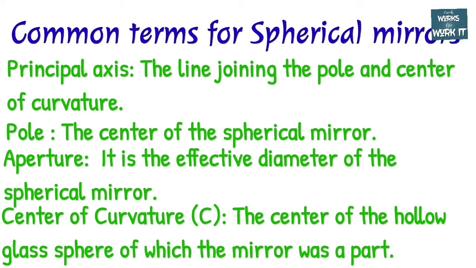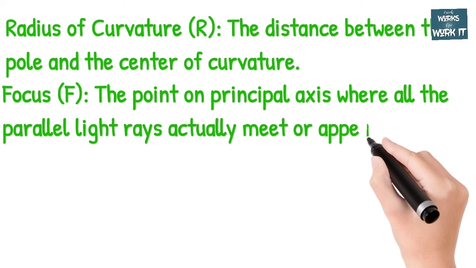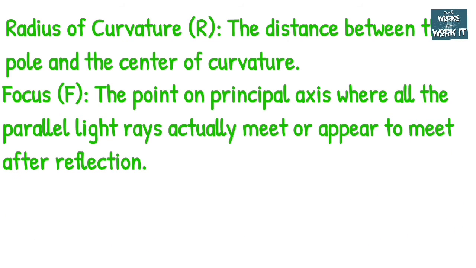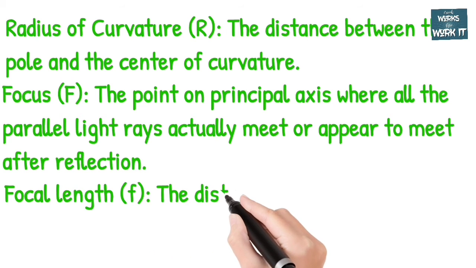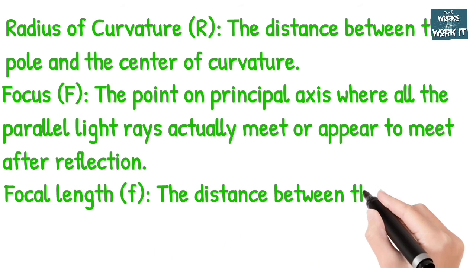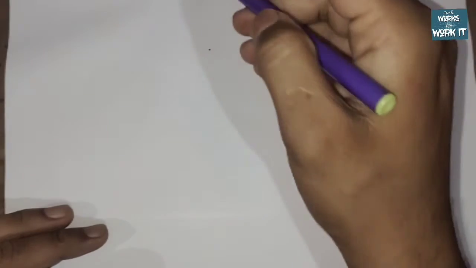The fourth one is center of curvature, C, the center of the hollow sphere of glass of which the mirror is a part. The next one is radius of curvature, R, the distance between the pole and the center of curvature. Next one is the principal focus, the point on the principal axis where all the parallel light rays actually meet or appear to meet after reflection. The last one is focal length, denoted by small f, the distance between the pole and the focus.